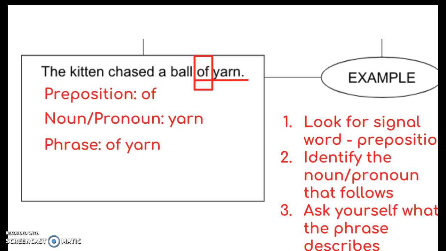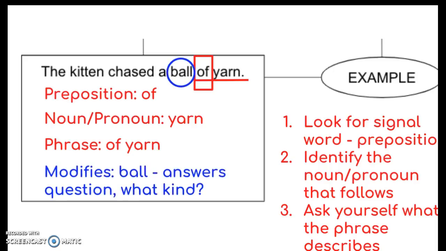Now notice that because this is a phrase, we do not have a predicate. Some of y'all continue to confuse phrases and clauses, so that might be something that you want to go and review. So next we need to find the word that is being modified. And of yarn is modifying ball. It answers the question, what kind? It's not a ball of hay or a ball of seaweed. I don't know. It's a ball of yarn. That's how the phrase is modifying a noun, making it an adjective phrase.